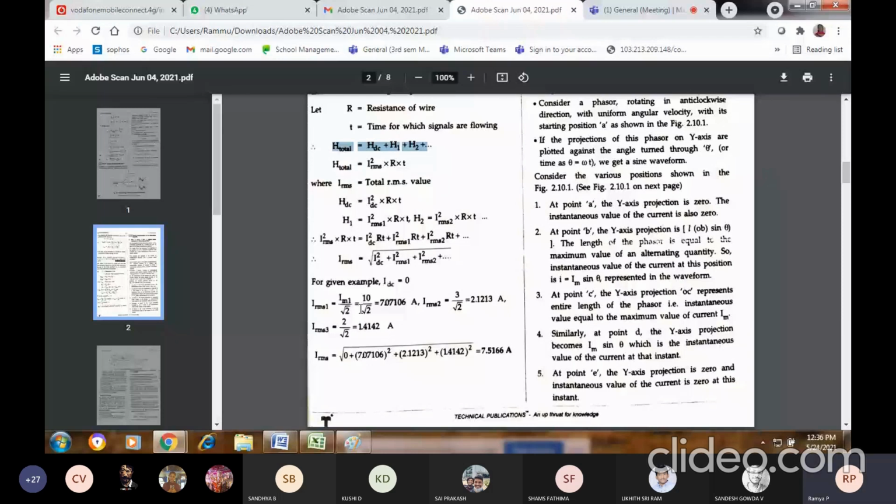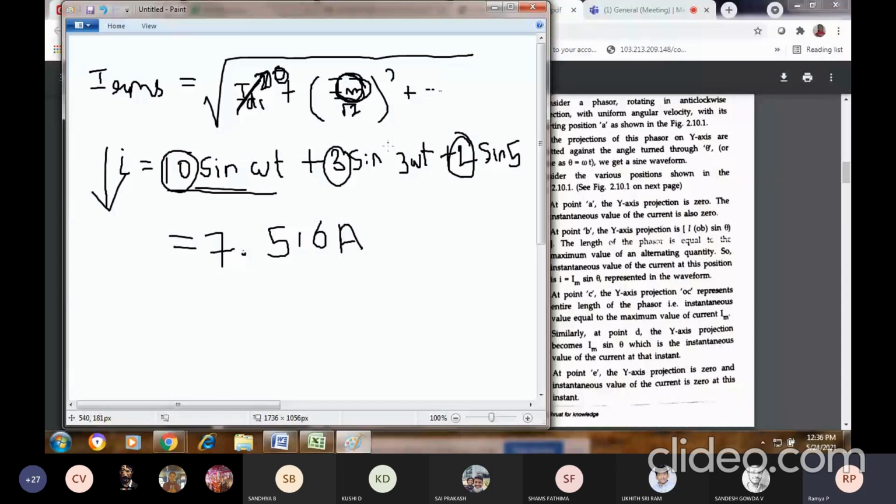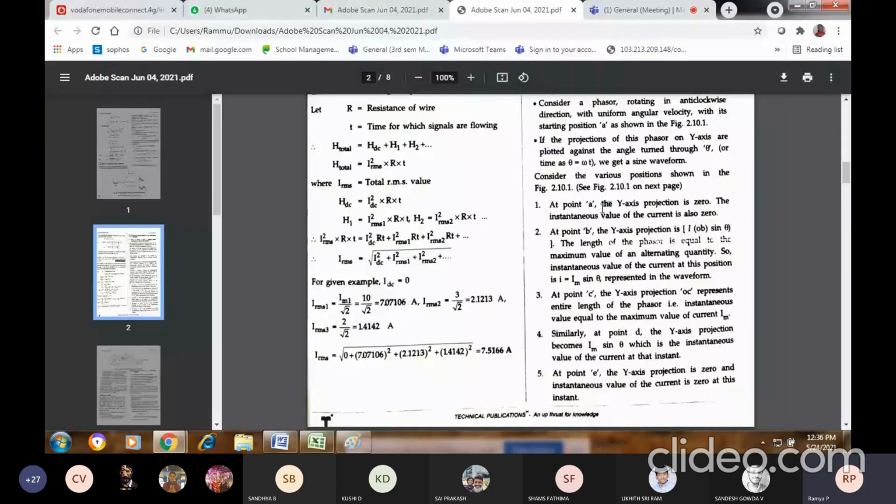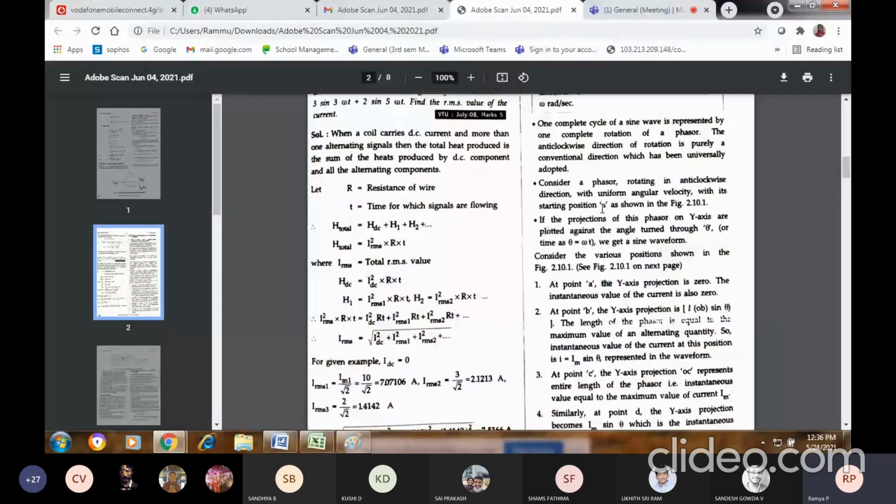Based on the marks they are asking, you are going to elaborate the answer. If they are asking for 2 or 3 marks, then you can go with the answer like this. If it is asked for 4 to 5 or 6 marks, obviously you have to show step by step. Okay, this is the concept of the combined RMS value, calculating the RMS value for a combined waveform.